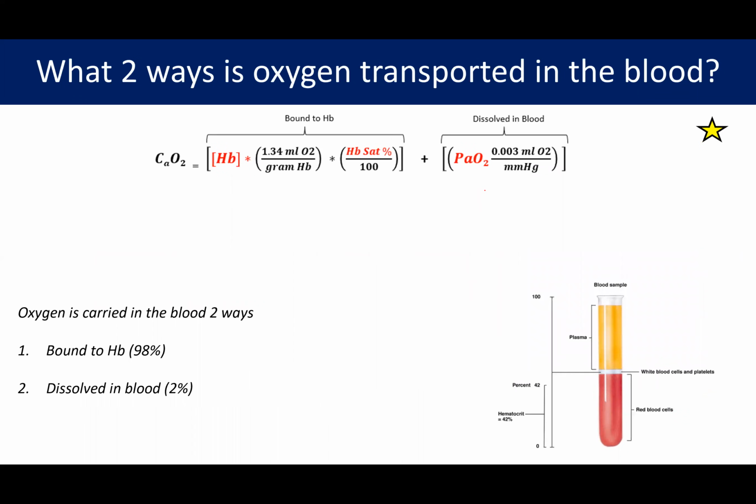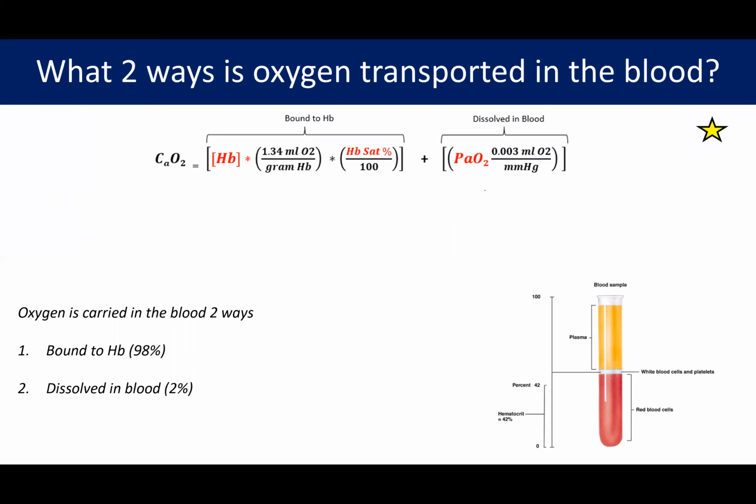Now we can carry oxygen through the cardiovascular system in two ways. We can carry it bound to hemoglobin in the blood, and that accounts for about 98% of all of our oxygen carrying, but about 2% of that oxygen gets dissolved into the blood.